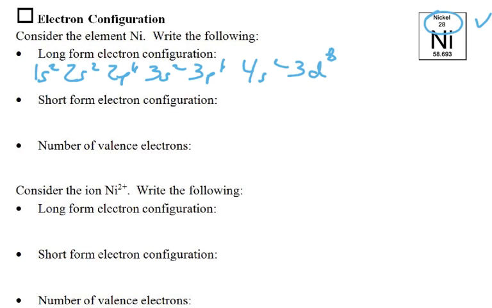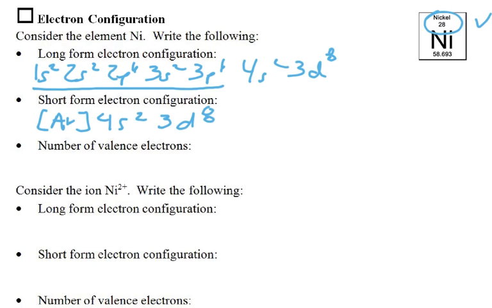So the short form, okay, we're going to go back from nickel. The last noble gas before that was argon, and argon represents all of this. So it's argon 4s2, 3d8. Now how many valence electrons? It turns out that the valence electrons are the largest s and p orbitals, the s and p orbitals farthest out. So the 4s, level 4s, those are going to be the valence electrons. If you were to bump into this atom, you would first encounter those 4s2.